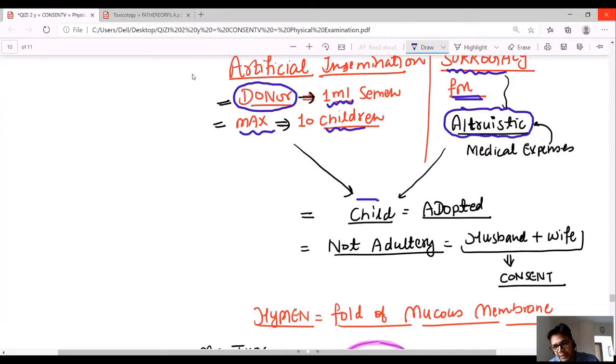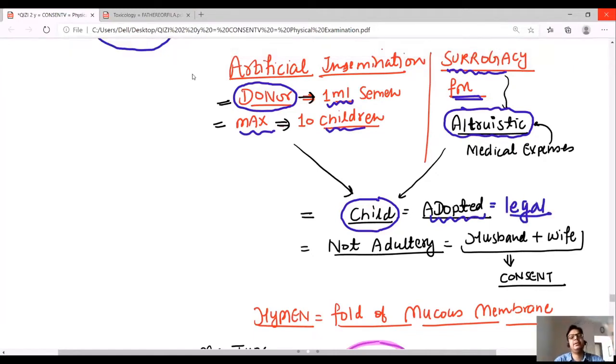Now, sir, after artificial insemination and after the surrogate mother, the child is born. आपको बच्चा पैदा हो गया. बधाई हो. Doctor Sahab, this child has to be adopted. Then this child will be a legal child. Doctor Sahab, adoption is mandatory.